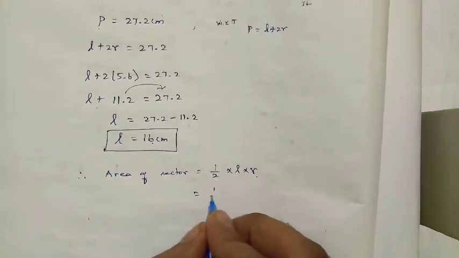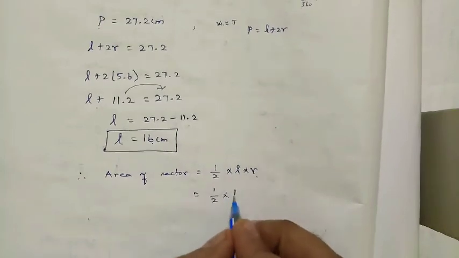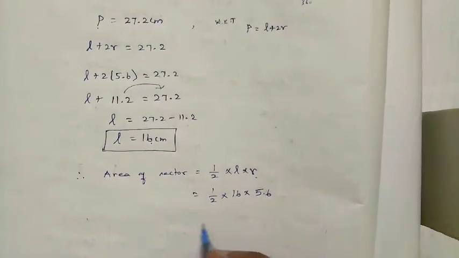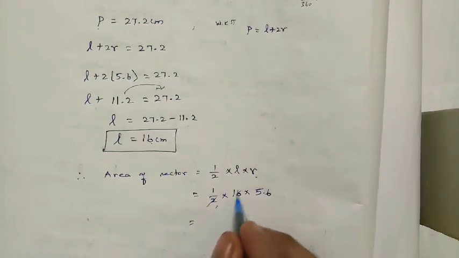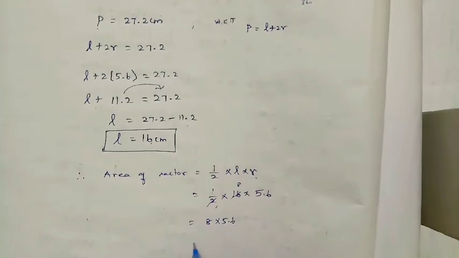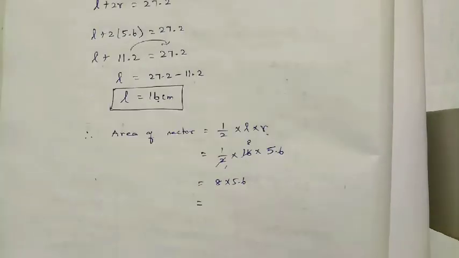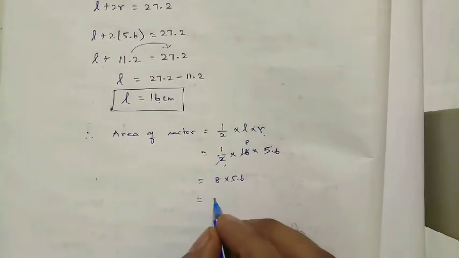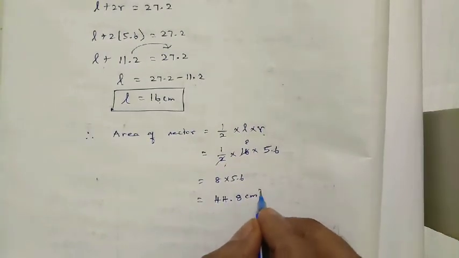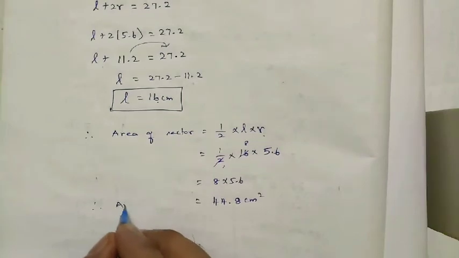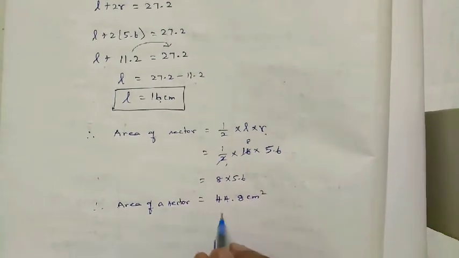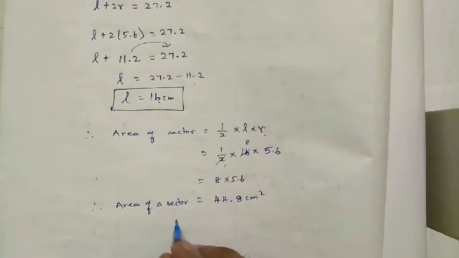So it's nothing but half into, what is L? 16. 16 into 5.6 centimeters, right? Simplifying, 1 times 8 times, so 8 into 5.6 centimeters is equal to, by multiplying these two, 44.8 centimeters square. Therefore, the area of the sector is equal to 44.8 centimeters square.